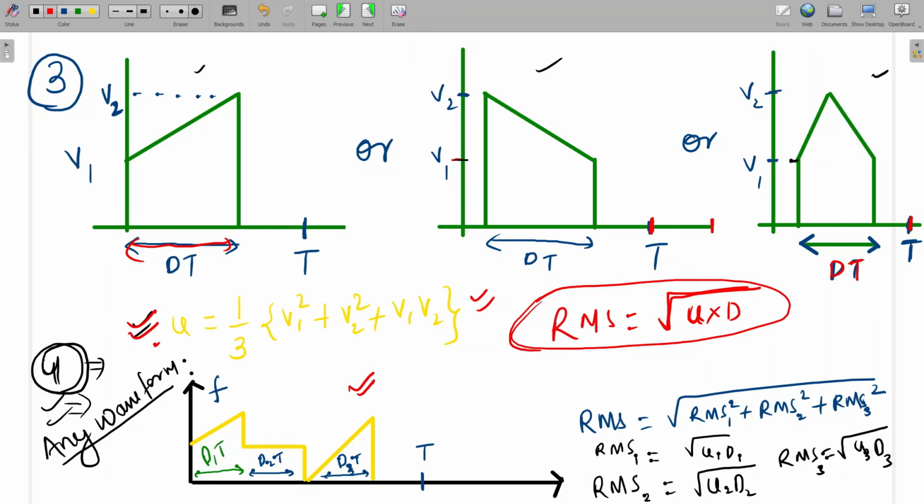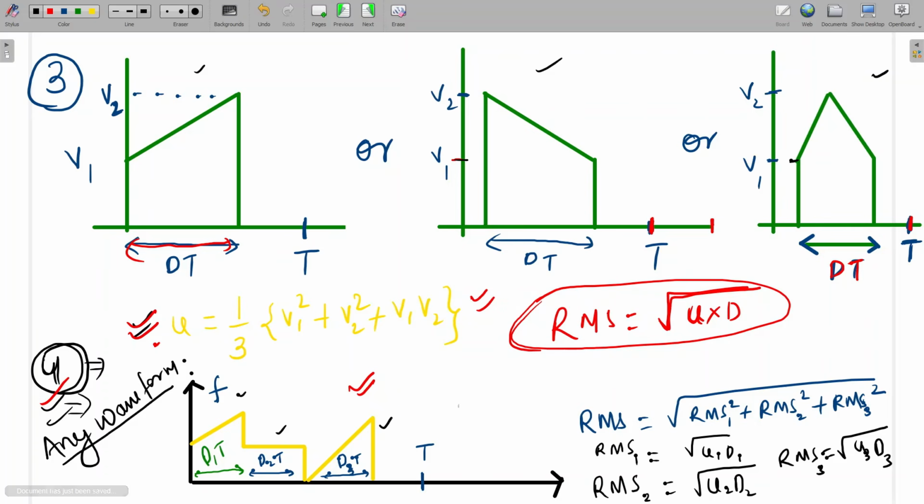So see, this is the combination. This is the combination of waveforms. So in this, all three types of waveforms are there. This is the third type of waveform. Here is a constant waveform, and here only a triangular waveform. Okay. So any random waveform will be there.